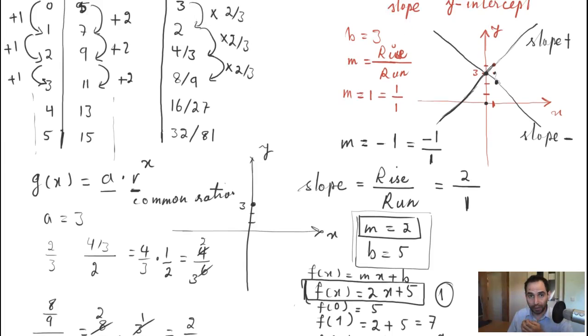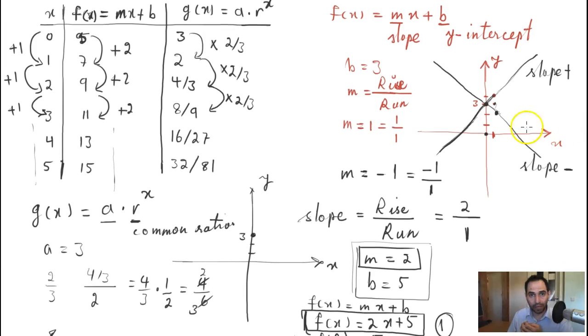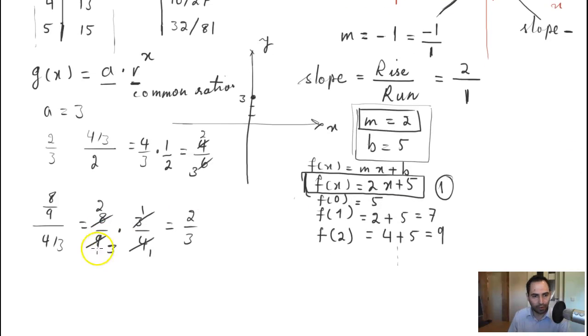And number 2, we have already talked about this here. We found out that our R here was 2/3, because every term, if you multiply it by 2/3, you will get the next term. Or if you divide this term by this term, you will get 2/3. Or if you multiply this term by 2/3, you will get 8/9. So your R here is 2/3.